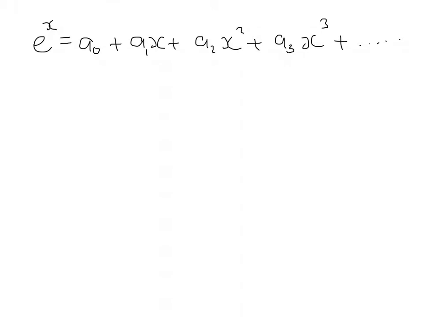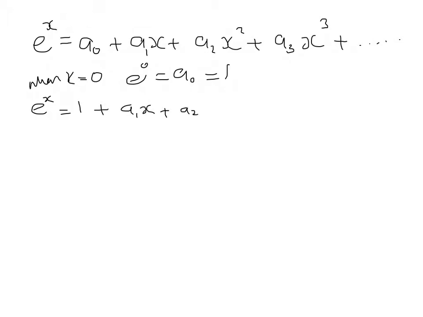Okay, if this is true, what happens when x is 0? When x is 0, we would get e to the 0 equals, well, just a0, wouldn't we? Because the rest of it's going to cancel because it's got x's in and the x's are 0. So we found out what that first term would have to be, that a0. It would have to be a 1, otherwise it's not going to work. Okay, so that gets us somewhere, doesn't it? 1 plus a1x plus a2x squared plus a3x cubed plus and so on.